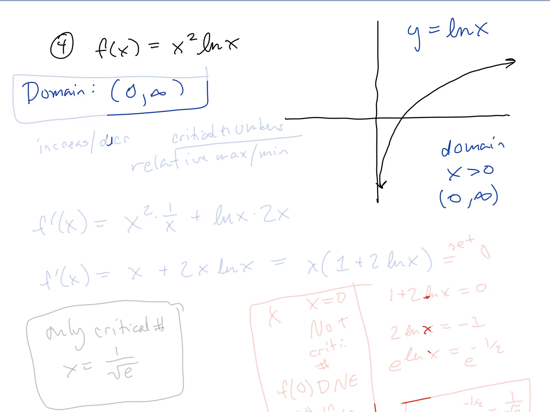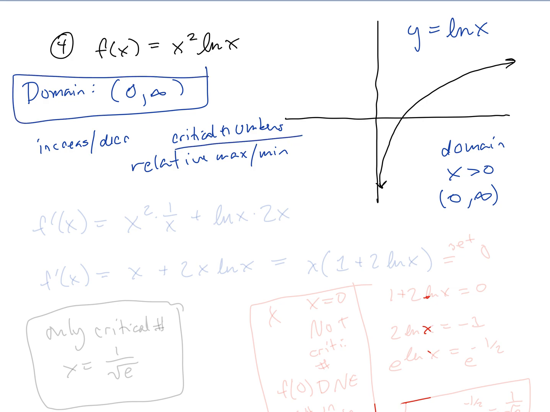All right, now we want to find where the function is increasing and decreasing. We want to find the critical numbers, and we want to find the relative max and min, or relative maxes and minimums, whatever happen to exist. All right, so we've already done this part. Now let's find the critical numbers.